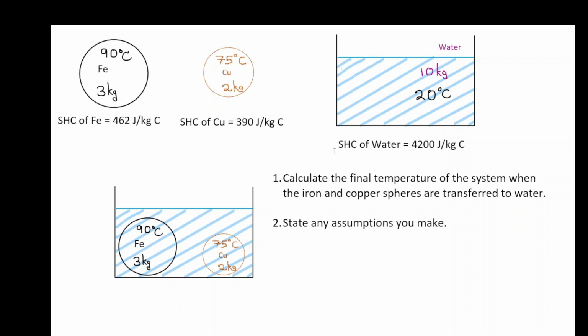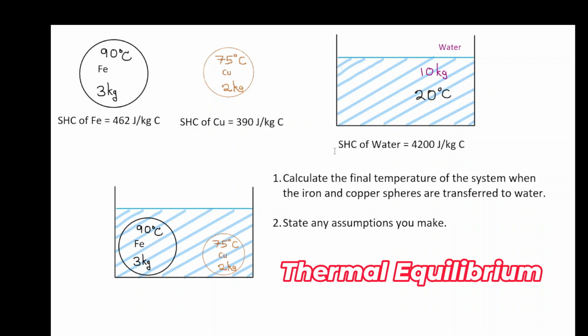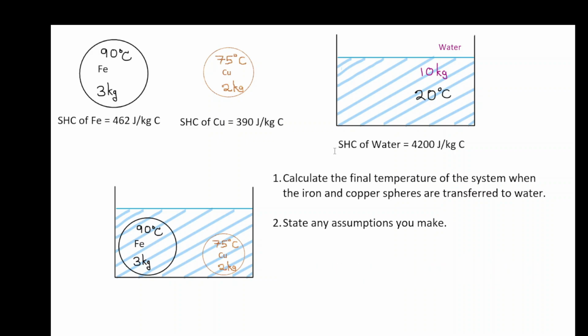So the question is, when you transfer the copper and iron spheres into this water, obviously the water will heat up. The iron and copper spheres will cool down. They all come to the same temperature. They come to thermal equilibrium. The question is, calculate the final temperature of the system. And you need to state any assumptions you make.